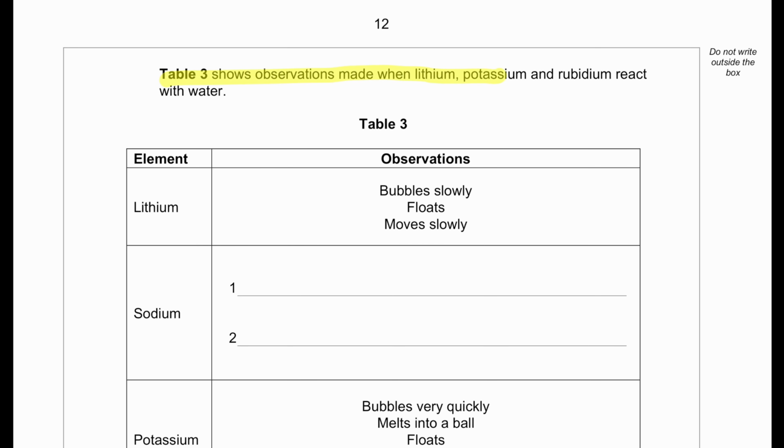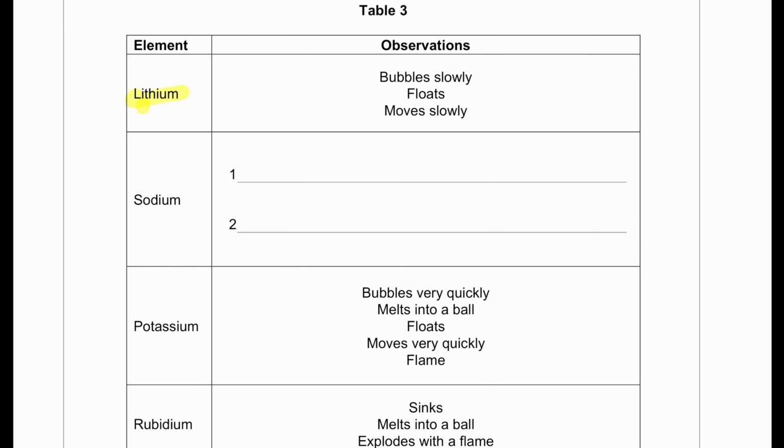Table 3 shows observations made when lithium, potassium and rubidium react with water. So lithium bubbles slowly, floats, moves slowly. Compared to lithium, sodium is a little bit more reactive, so definitely it will bubble quickly. Definitely potassium floats, and we know that down the group the metal gets denser. So sodium is definitely going to float.